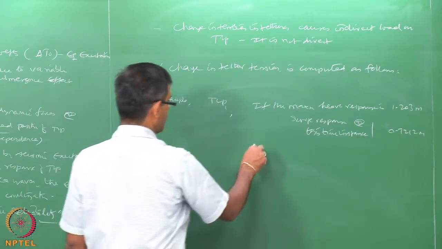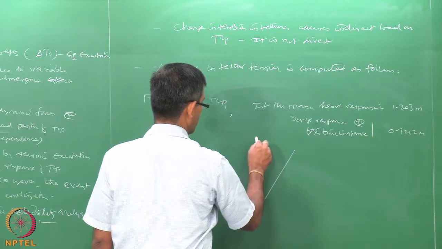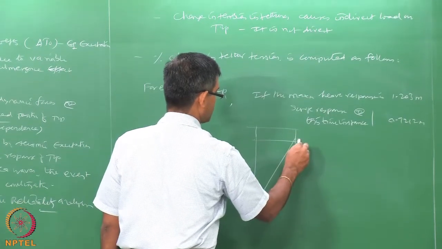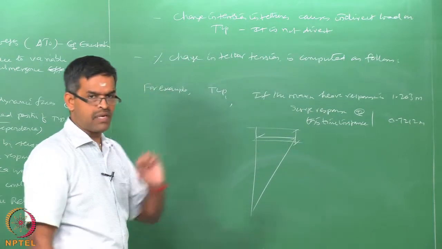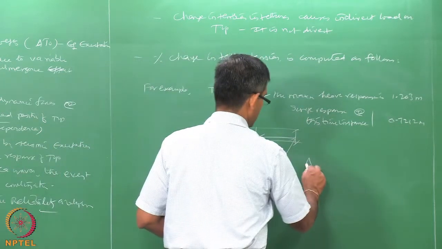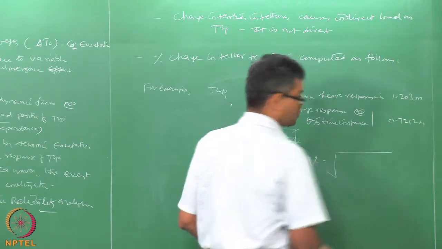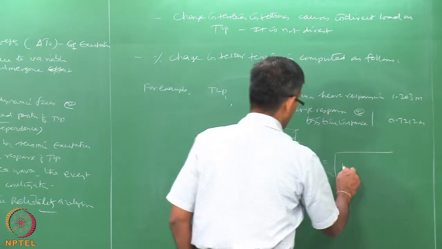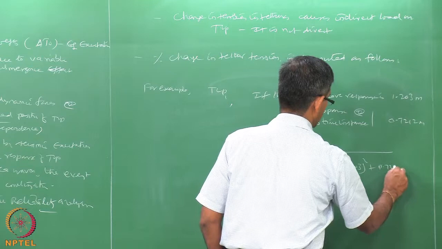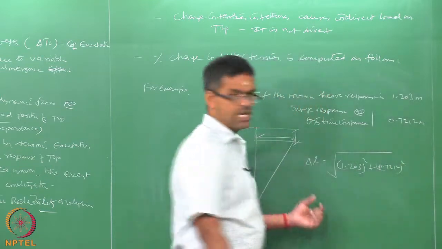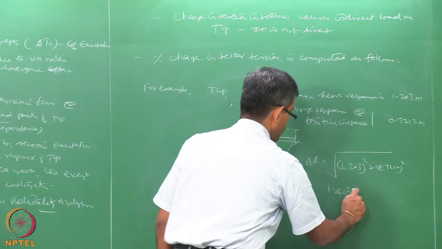The heave response is known, the surge response is also known at the specific time. So, the change in length delta L is taken as the square root of the sum of the squares, which is 1.203 squared plus 0.7212 squared, that gives me the change in length, which in this case is 1.4029.